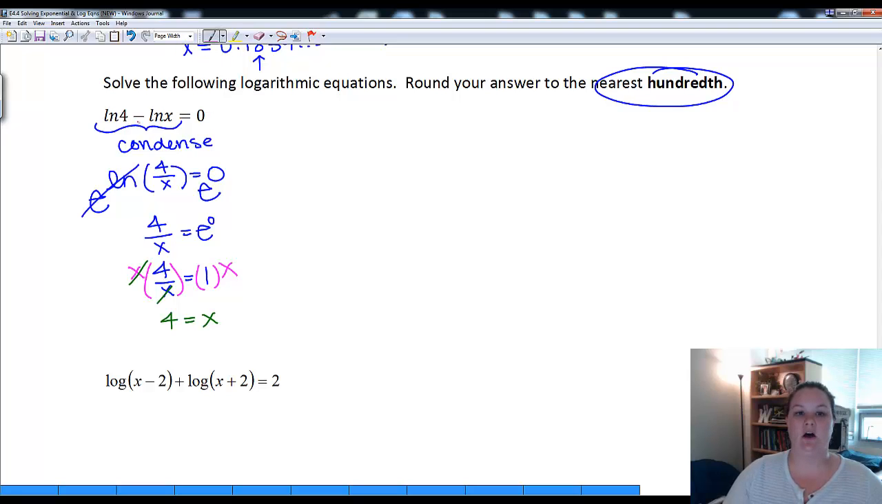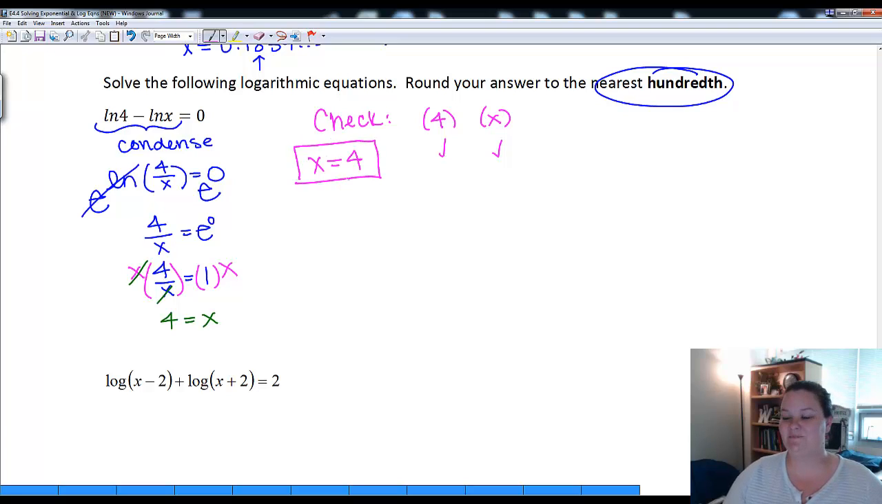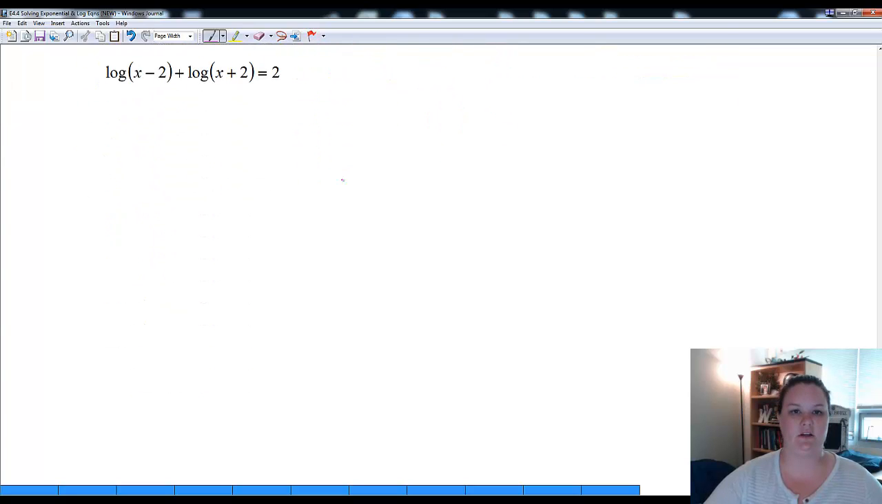Because it was inside a log, I do have to check my solution. My inside values here were 4 and x. So if I check x equals 4, obviously the 4 is going to stay the same, and the x is going to be 4. So either way, we have no problems. Okay, not too bad. So condense and do the same process. So let's look at this next one.